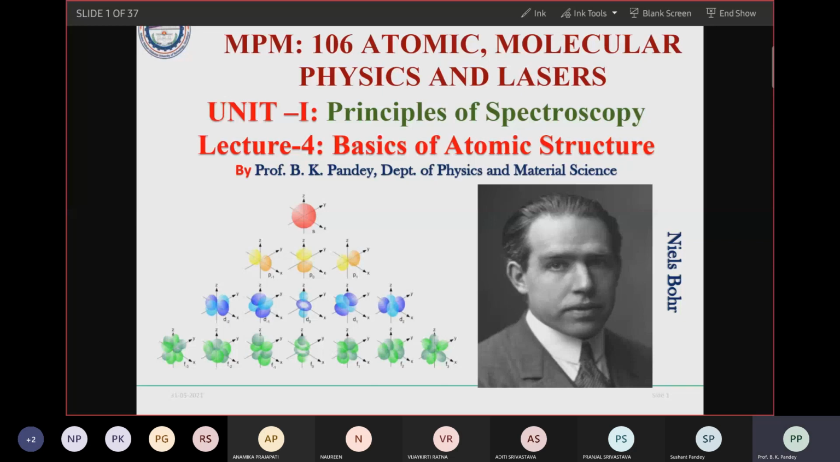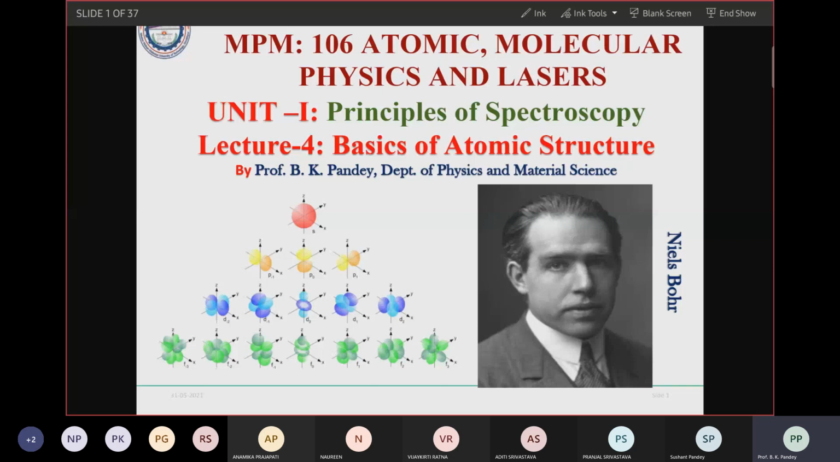Okay, lecture 4, that is the basic atomic structure. So I'm going to discuss the basics of atomic structure. Most of the things you might have read in your lower classes. Even then, to rebrush the things and to have those models as a recap, I'm going to recall all those models and basics related to that.